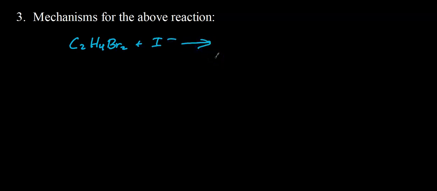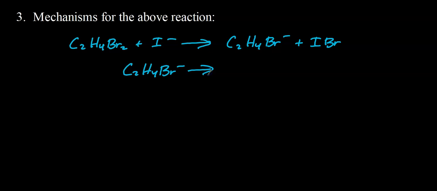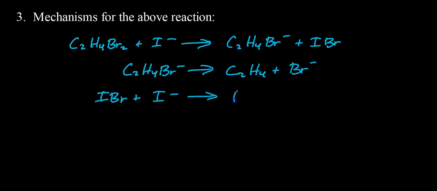So in the first step, we have one C2H4Br2 molecule and one I- ion colliding, and they make this. And then in the second step, we have this occur. There's 4 steps total, by the way, if you're thinking about spacing this out. Next step, we have this. And then lastly, we have this.